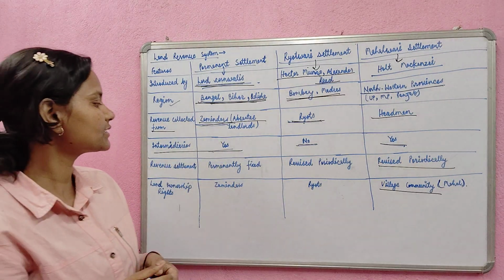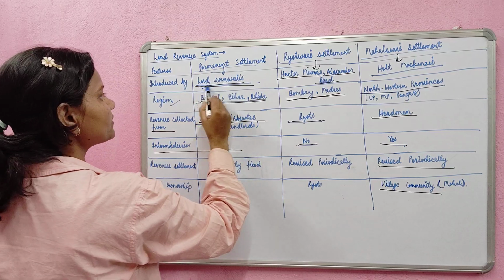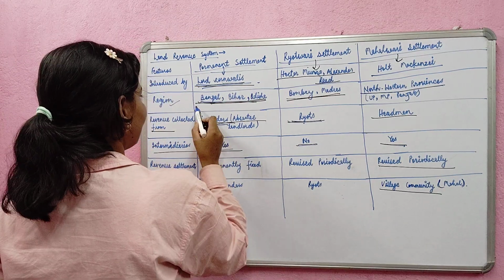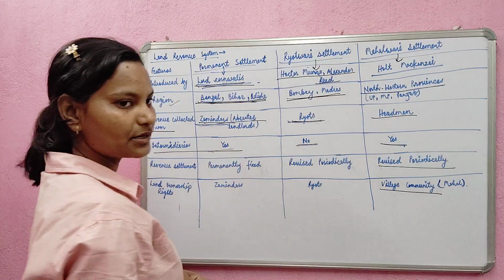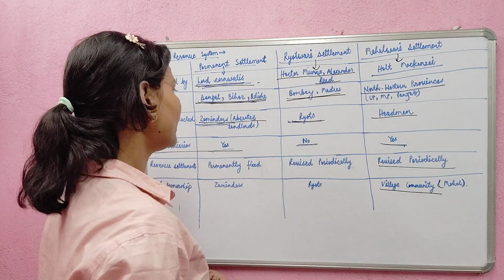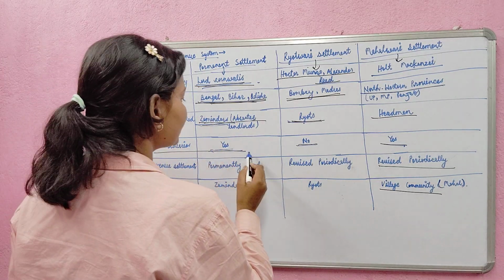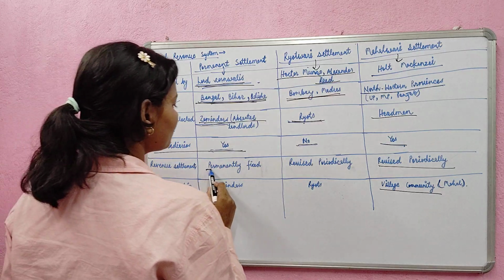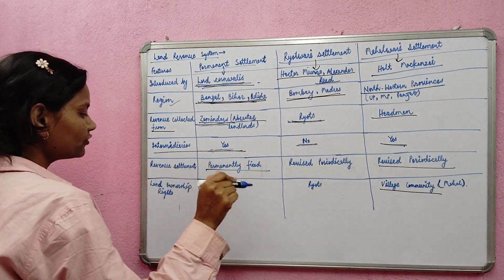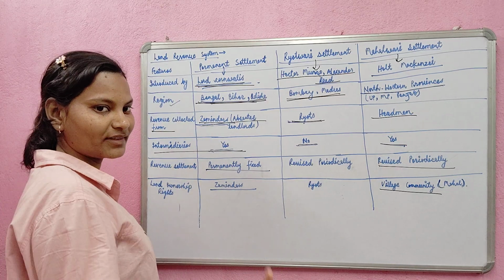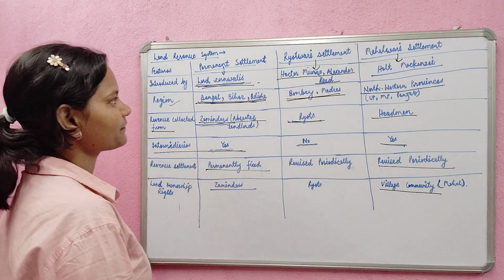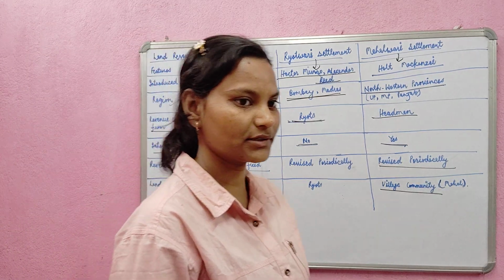Let's see once again. It was introduced by Lord Cornwallis in the region of Bengal, Bihar and Orissa. Revenue was collected from the Zamindars, who were also called absentee landlords. Were there intermediaries? Yes. The revenue settlement was permanently fixed. Land ownership right was in the hand of Zamindars. Let's move to the Ryotwari Settlement.